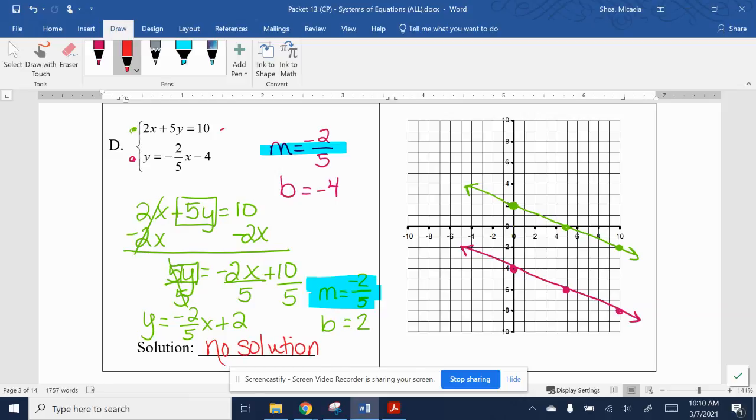We've talked about when lines have the same slope, they're parallel, or if lines are parallel, they have the same slope. These two lines, the green and the red, are going to stay the same distance apart. No matter how far they travel, they will never cross, so that's why there's no solution.